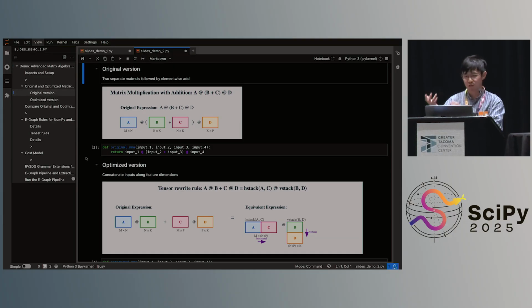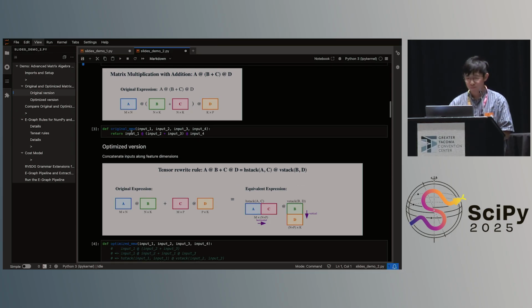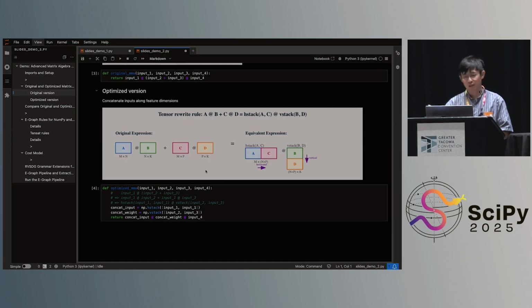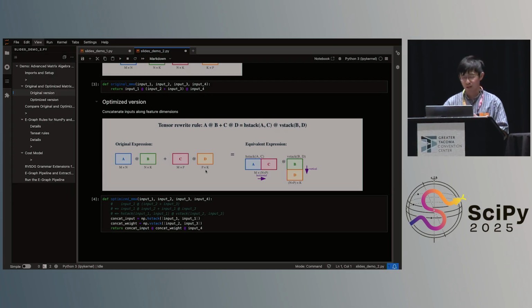We have a tensor equation: A times (B plus C), and then times D. I don't know if anyone knows, you can actually rewrite A times B plus C times D for matrices using concatenation. If you horizontally stack A and C, and then vertically stack B and D, multiplying them together is the same as the equation on the left. So this is a rule from TENSAT.